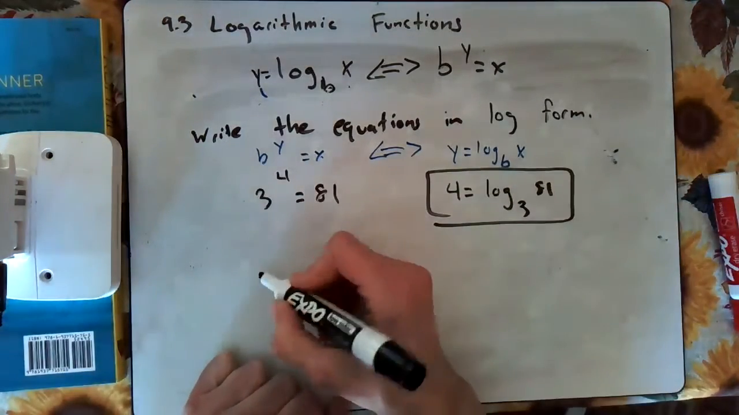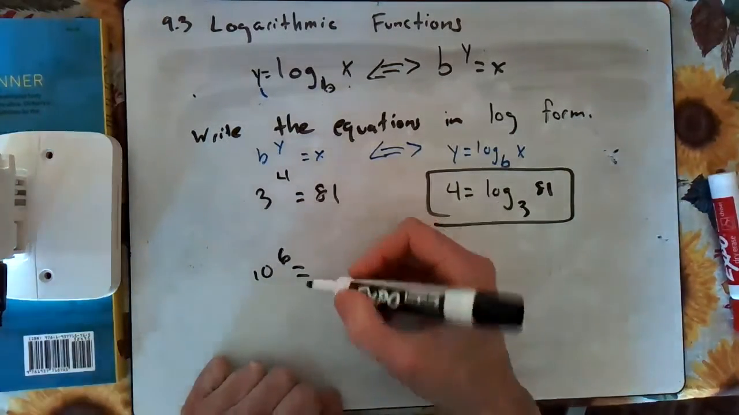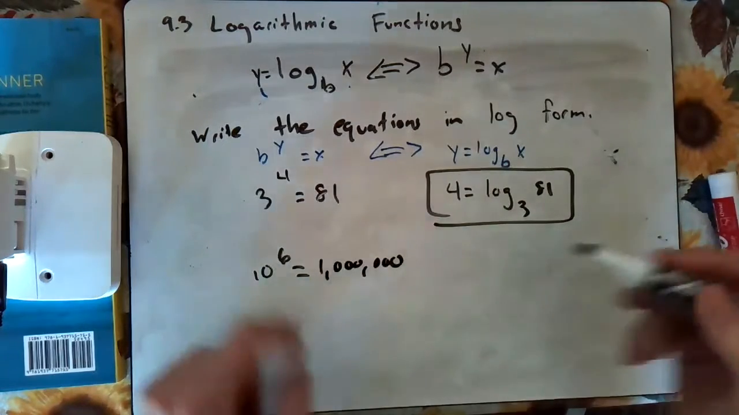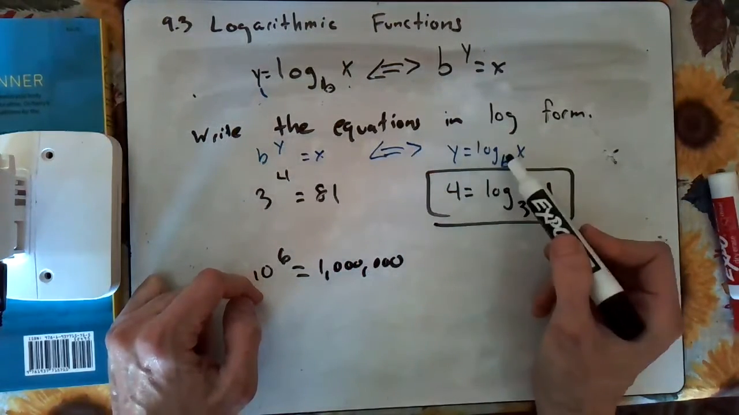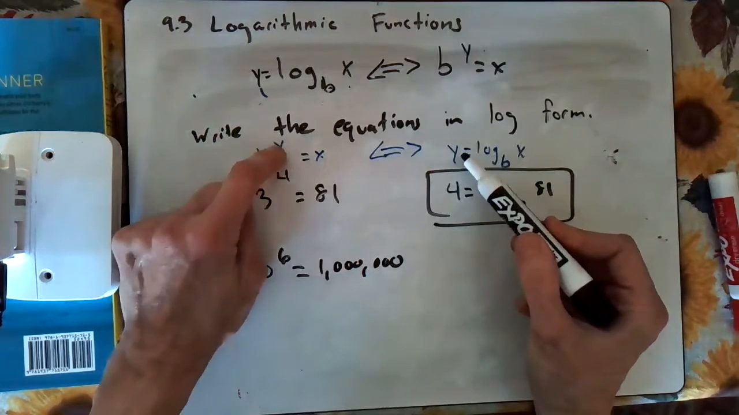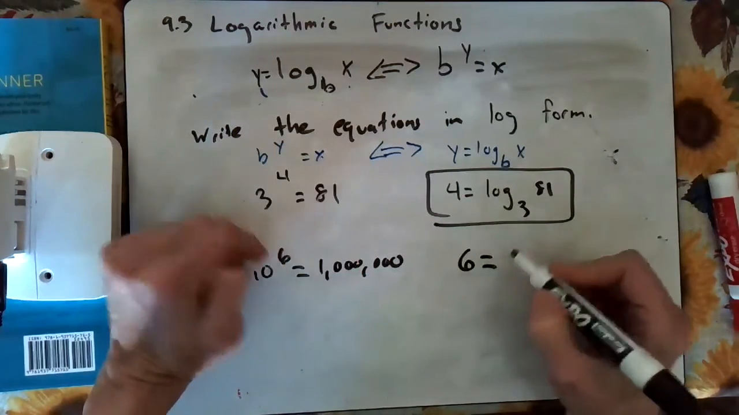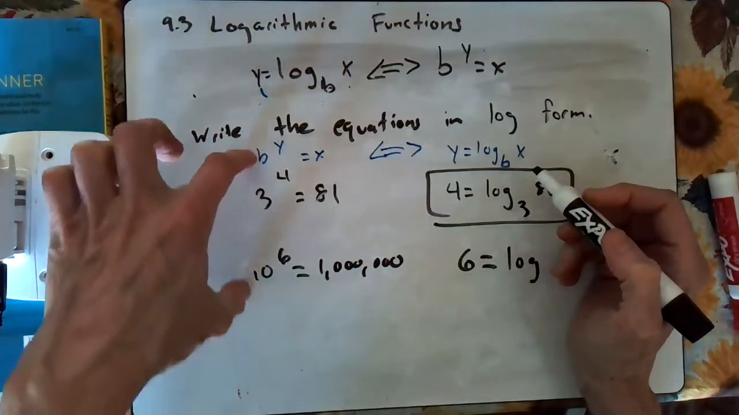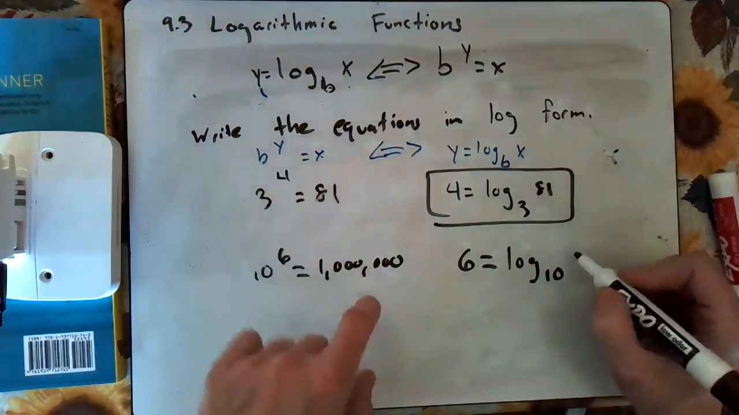What if I have 10 to the 6th equals 1,000,000? Again, we have b to the y equals x, and we want to convert it into log form. So what's the y in this case? 6. So we have 6 equals log. What's your b? 10, right? Base 10 of x. What was x? 1,000,000.